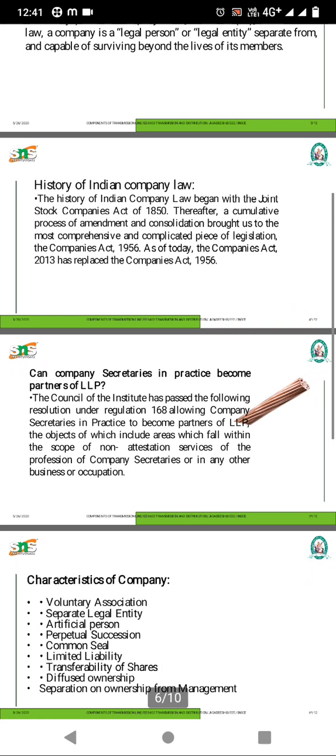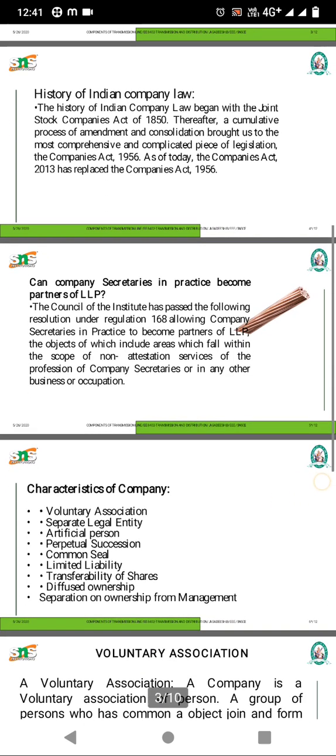Can a company secretary in practice become a partner of an LLP? The Council of the Institute has passed the following resolution under Regulation 168, allowing company secretaries in practice to become partners of LLPs, the objects of which include areas which fall within the scope of non-attestation services of the profession of company secretaries or in any other business or occupations.